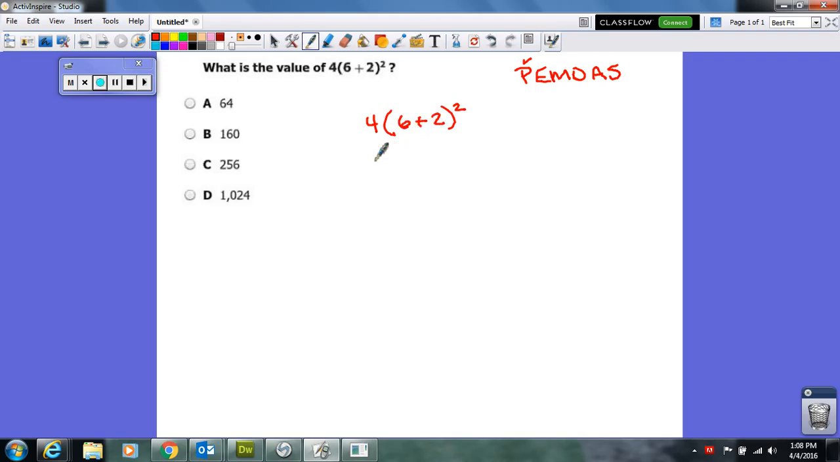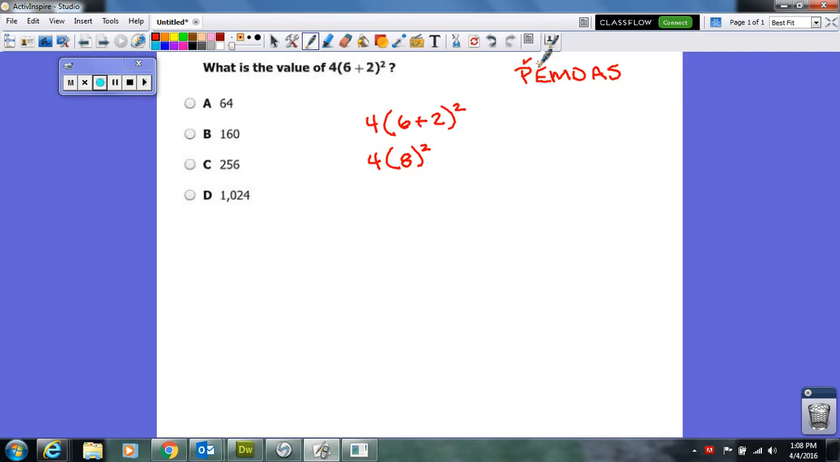So instead of having 6 plus 2 inside my parentheses, I have the value of 6 plus 2, which is 8. So my parentheses are done. Since there's still a value in the parentheses, but there's no more math to do, I can move on to the rest of my acronym.